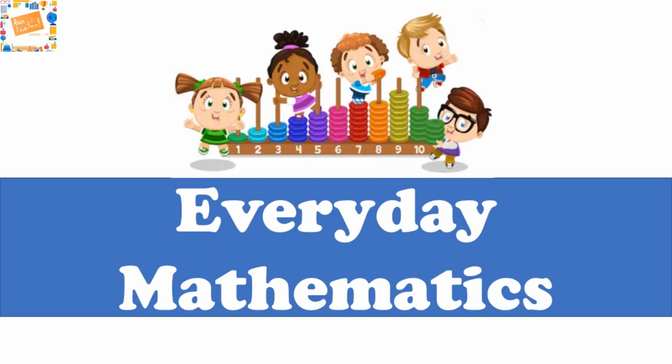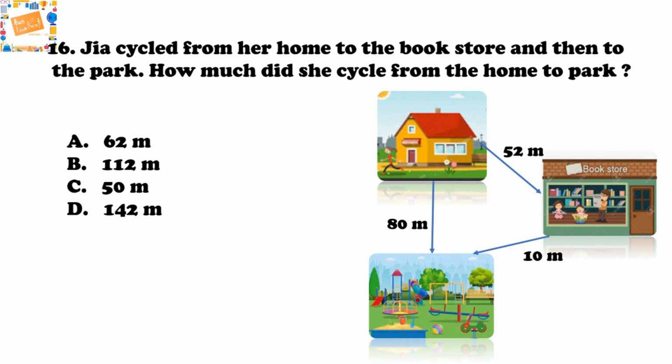Now let's go to our everyday mathematics. Our first question is, Jia cycled from her home to the bookstore and then to the park. How much did she cycle from home to park? This is the image with the distances given. Choose your right answer using simple arithmetic calculation. Is it option A, 62? Option B, 112 meters? Option C, 50 meters? Or option D, 142 meters? Try to solve it. Your clock starts now.